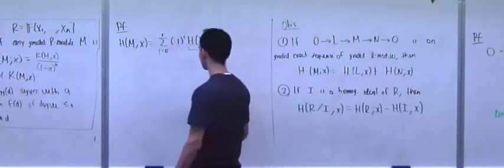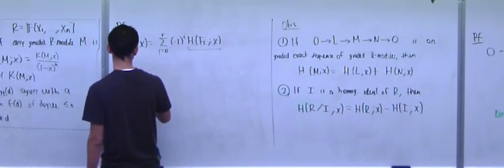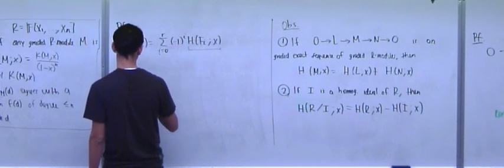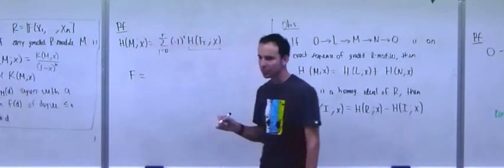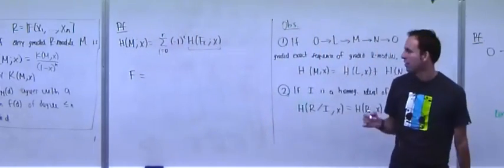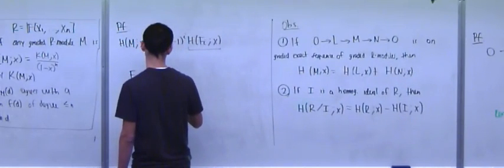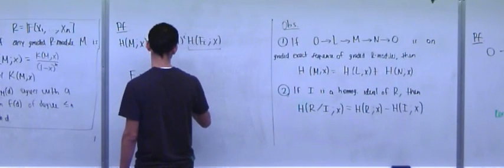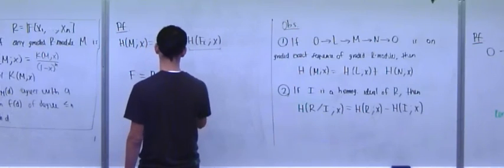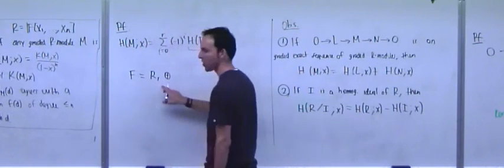How do I prove this? Well, what's a free module? A free module is a direct sum of free modules, right? In other words, it's a direct sum of copies of R.